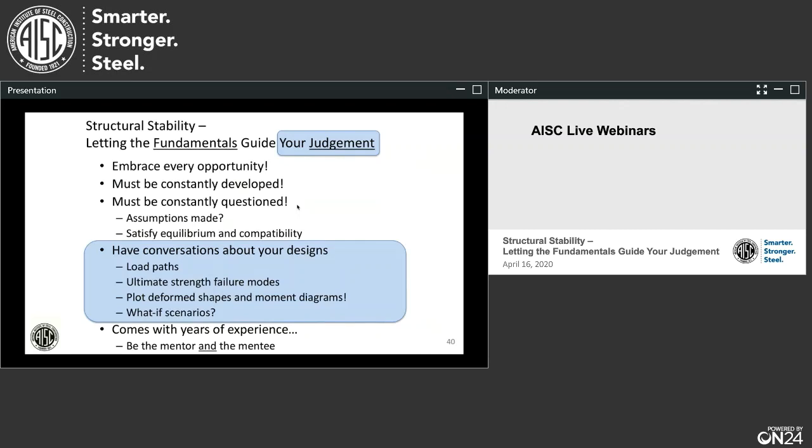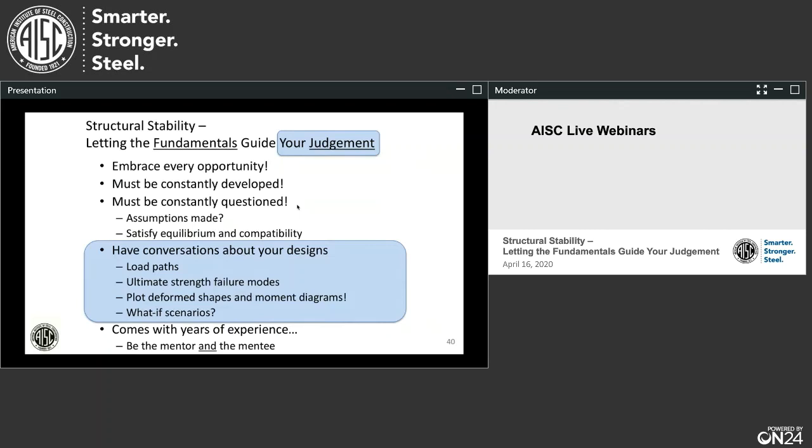Plot the deformed shapes and moment diagrams. I am surprised how many times I'm called in as a consultant and the questions usually are focused around the fact that the engineer has not plotted the deformed shape. The deformed shape of the structure can tell you a lot of information.